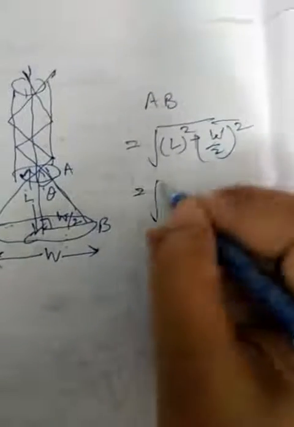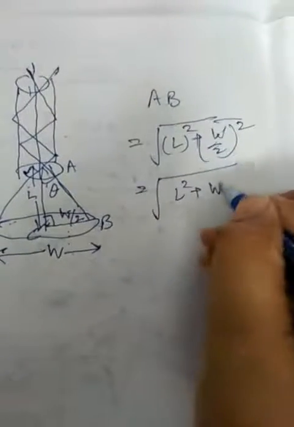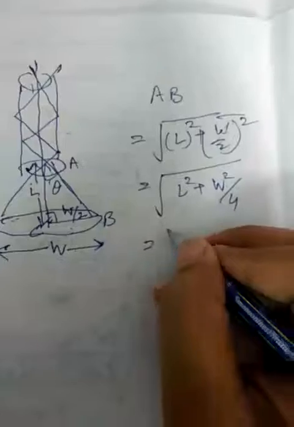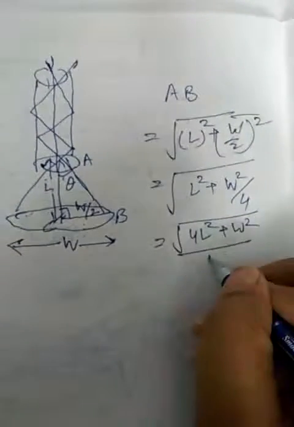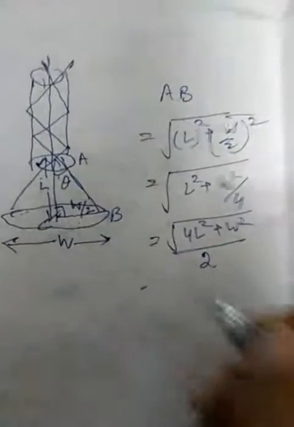So that is equal to under root of L square plus W square by 4, or we can take it as under root of 4 L square plus W square upon under root 4, which is 2. So this is the value of AB.